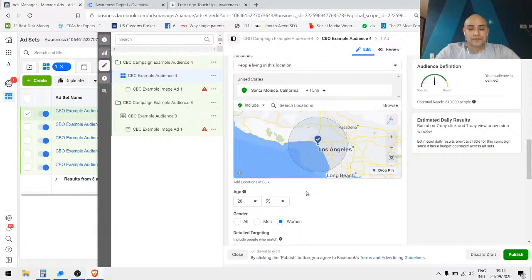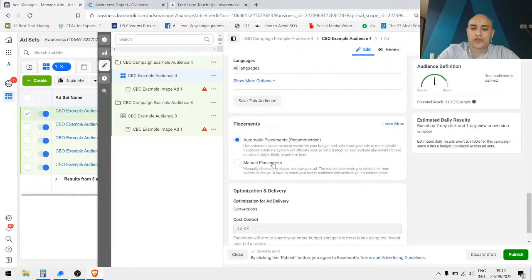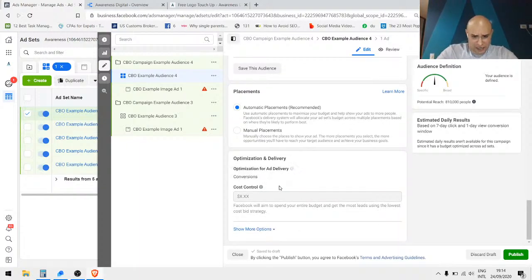All right, so this is one separate ad with this particular criteria. Perfect. Again, automatic placements. Don't screw with the placements. Let the campaign run for 7 days. Begin to gather data. Again, manual placements shouldn't be screwed with until you've collected a lot of data. That's what's so great about Facebook, because it has that machine learning and the ability to place your ads in front of people that are more likely to convert. So you have the optimization, ad delivery, conversions, right? That's the campaign we're running. And the cost control. Leave that alone.